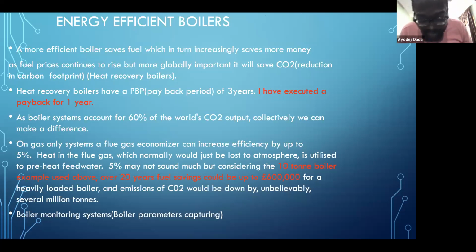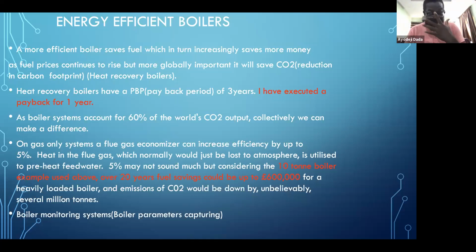Okay, so a boiler system also accounts for about 60% of the world's CO2 output, so we can make a difference by making sure our boilers run effectively and efficiently. We can also save a lot from using an economizer. I don't need to overemphasize this, but I just wanted to put a cost to it. With just 5% saving, you'll be shocked.